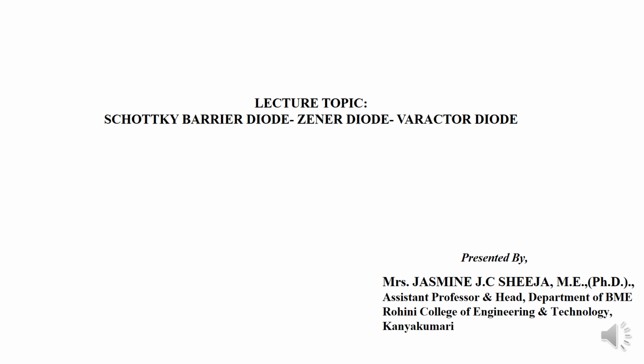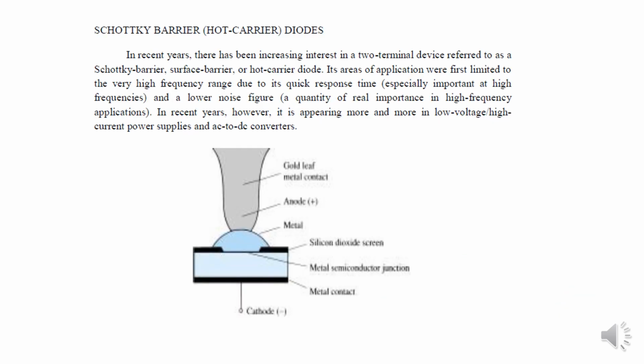Let us see about Schottky barrier diode, Zener diode and Varactor diode. Here, the first one is the Schottky barrier diode. In recent years, there has been increased interest in a two terminal device referred to as a Schottky barrier, surface barrier, or hot carrier diode.